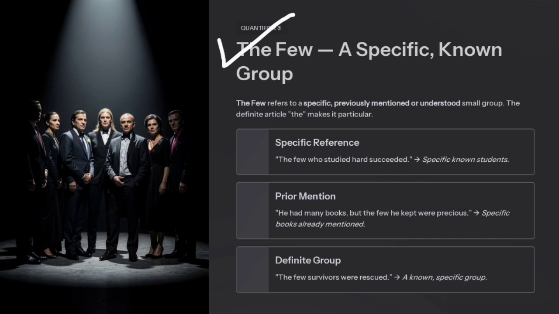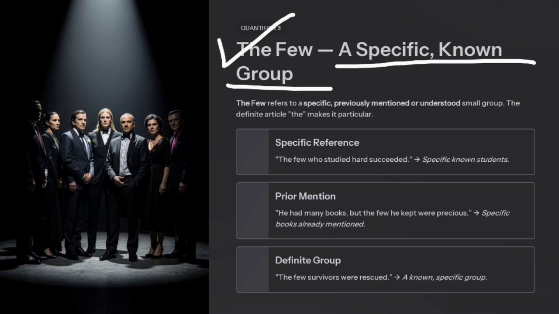The few indicates a specific known group, something specific, something definite, not indefinite. If I talk about any specific group or any specific person, then we must use the few. Like the few group of people, it's specific. You have to be specific when you are using the few. So the few refers to a small group, maybe, but it should be specific. And that's why we use the definite article the before it. The few makes it specific because the is a definite article.